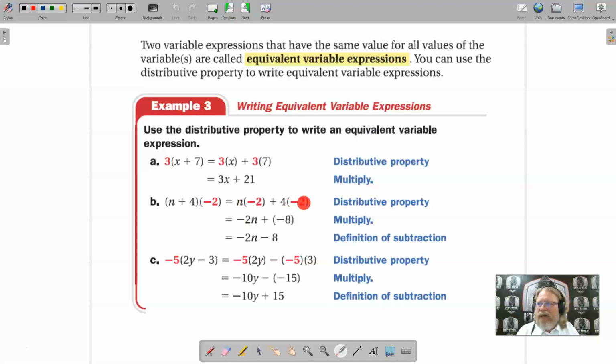And then 4 times negative 2 is negative 8. And we do have the addition, so we leave that there. Now we could simplify this just a little bit more. Instead of having plus and negative, we could just do minus a positive.